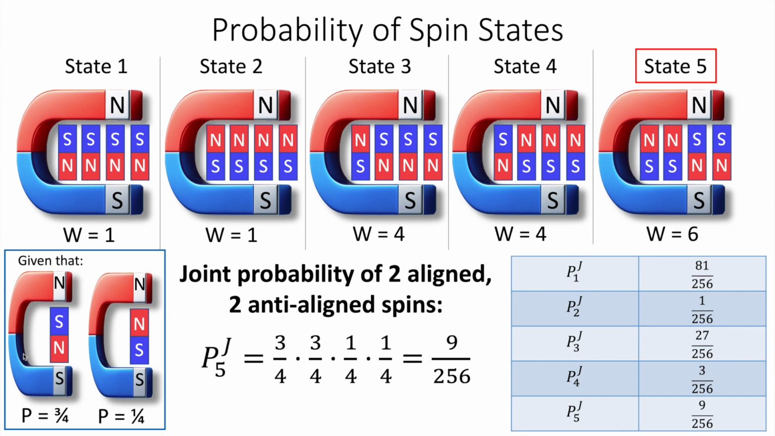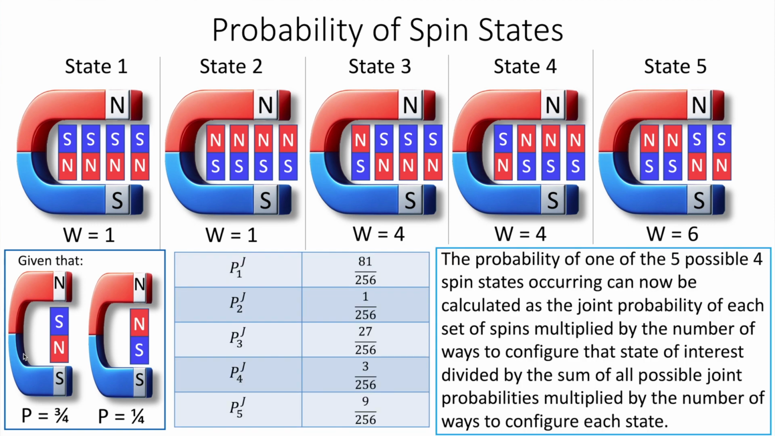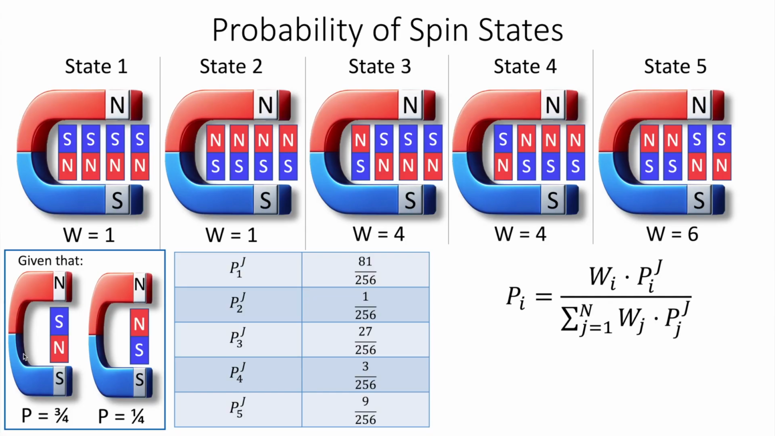So those are the joint probabilities, not taking into account the number of ways that you can achieve each of those joint probabilities. So if we put the two together, we can say that the probability of one of the 5 possible 4-spin states occurring can now be calculated as the joint probability of each set of spins multiplied by the number of ways to configure that state of interest, all divided by the sum of all possible joint probabilities multiplied by each of its respective ways to configure that state. Now that's a lot of words, so let's write that as an equation instead. Much better. All right, so here we have an equation that says the exact same thing.